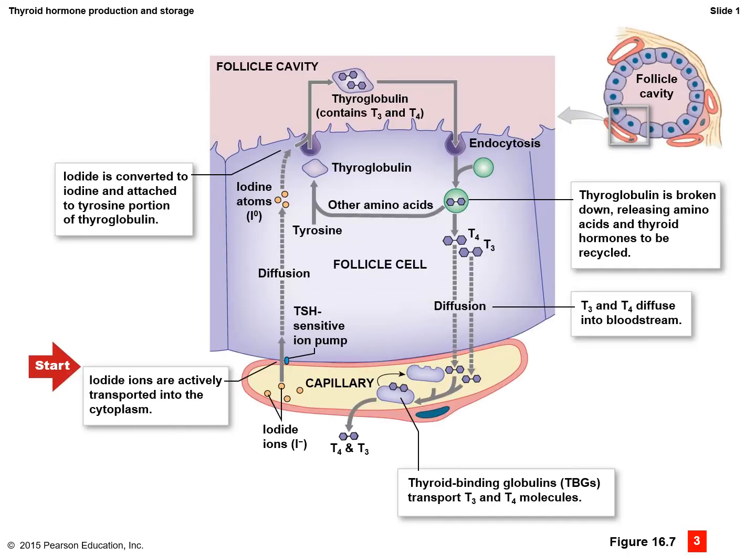So this is a diagram of the follicle cavity, the follicle cell, and the capillary that is inside the thyroid gland. We're looking at just a single one, but all of these perform the same function. This whole process is initiated by thyroid stimulating hormone. This TSH is going to activate a TSH sensitive ion pump that we can see at the start arrow. Here, this pump will pump iodide ions into the cytoplasm of the follicle cell.